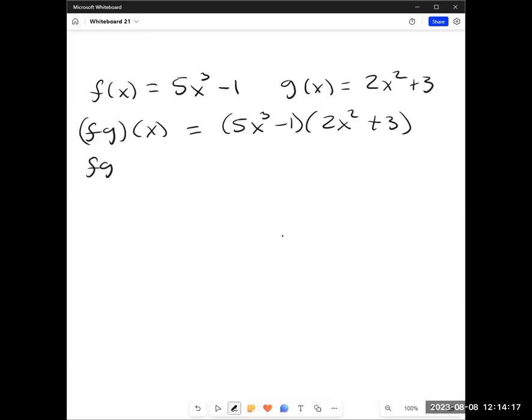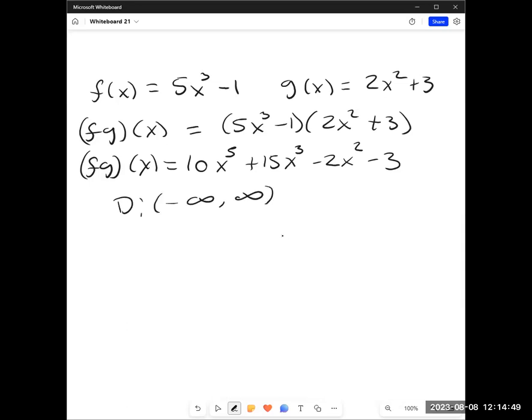So f times g of x is going to be 5 times 2 is 10. x cubed times x squared is x to the fifth. 5 times 3 is 15, x to the third. Negative 1 times 2 is negative 2, x to the second. Negative 1 times 3 is negative 3. I don't have any like terms to combine this time. My domain of this polynomial here is still negative infinity to infinity. There were no restrictions on this polynomial, no restrictions on this polynomial, no restrictions on that polynomial.